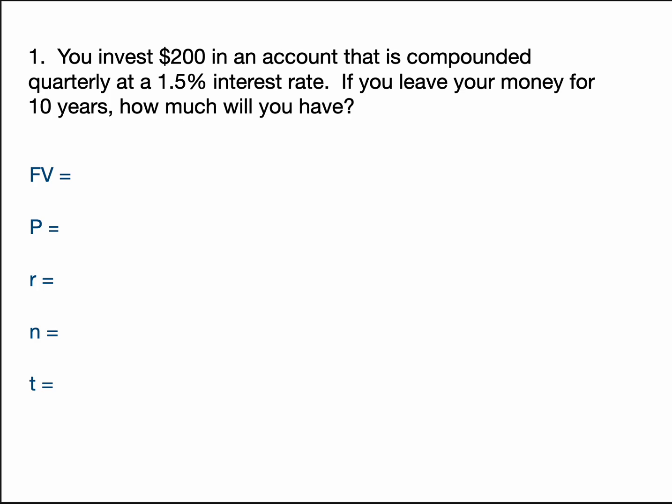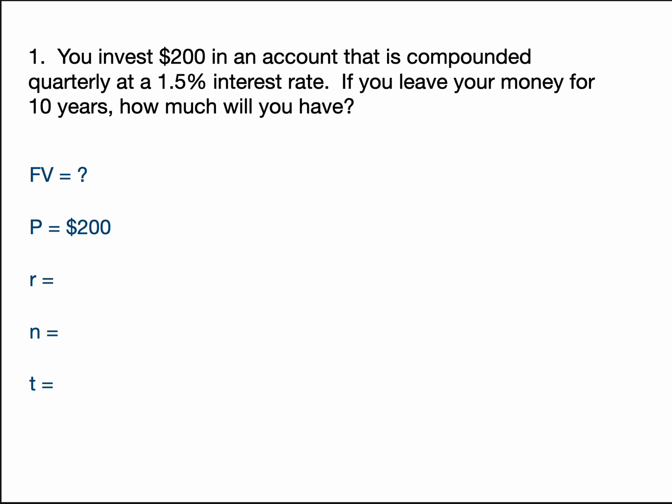So for me, a good technique for solving word problems in general that have multiple variables is to list out all the variables I know I need in my formula. So you could see I already did that on the side. And then identify all the numbers in the word problem and figure out which variable that number goes with. First number, you invest $200. So that's my present value. That's my principal. We don't know future value. That's the question, how much will you have? So we'll just put a question mark there. That's the one variable we're not going to be told, so we're solving for it.